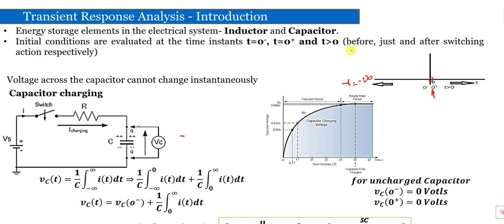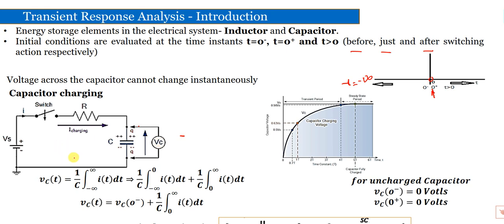So time is divided into three parts: before switching, just after switching, and after switching. Just means at that instant. For t greater than 0, it is after switching. The capacitor voltage Vc of t at any point of time is given by 1 by C integral from minus infinity to infinity of I of t dt. You can split that into minus infinity to 0 and 0 to infinity.